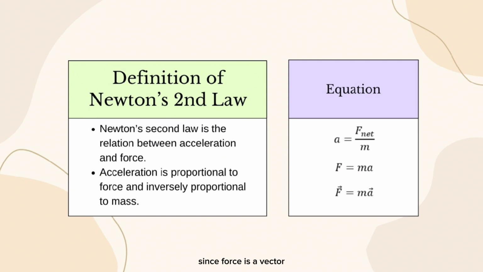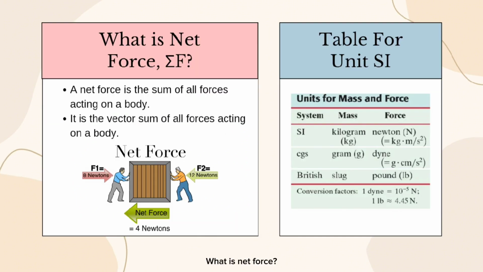Since force is a vector, Newton's second law can be written as: the direction of the total acceleration vector points in the same direction as the net force vector. What is net force? A net force is the sum of all forces acting on a body. More precisely, it is the vector sum of all forces acting on a body. This is the SI unit used for Newton's second law.